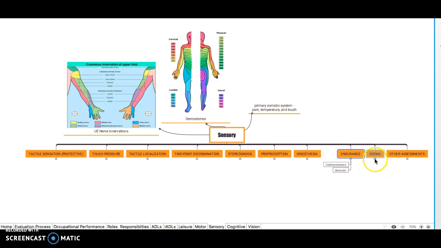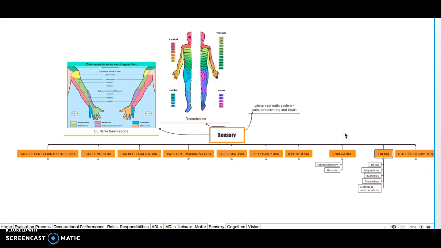and we learned about ways to monitor endurance, measure edema. Some ways that you can measure edema is the figure of 8 technique with the measuring tape or with the volumeter.